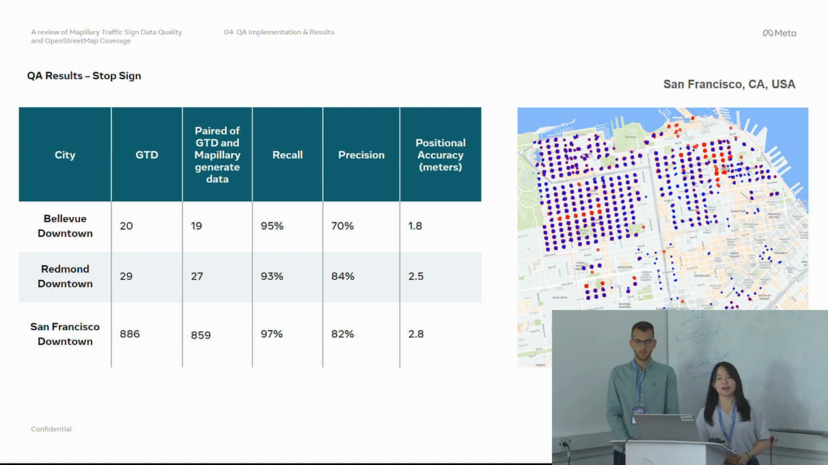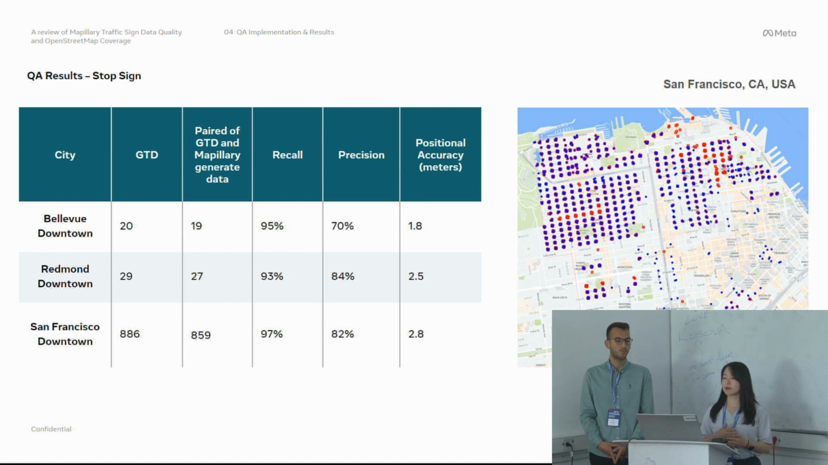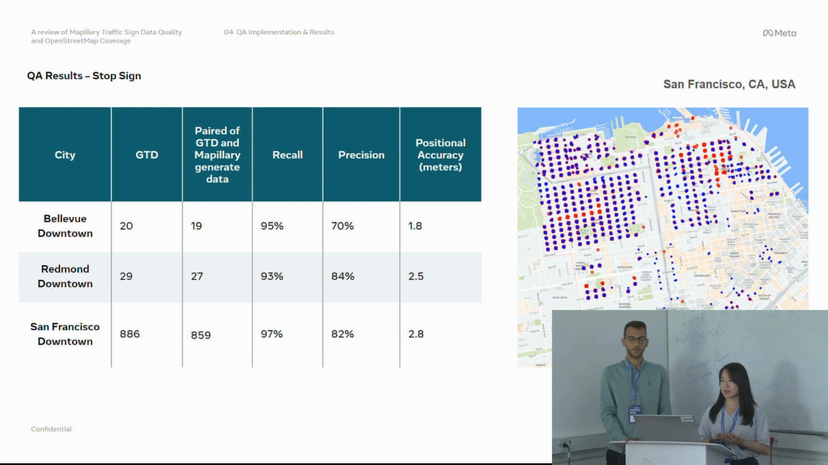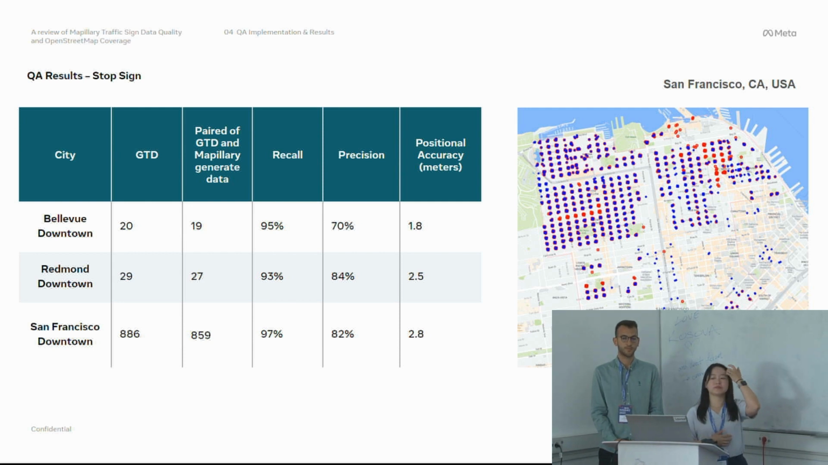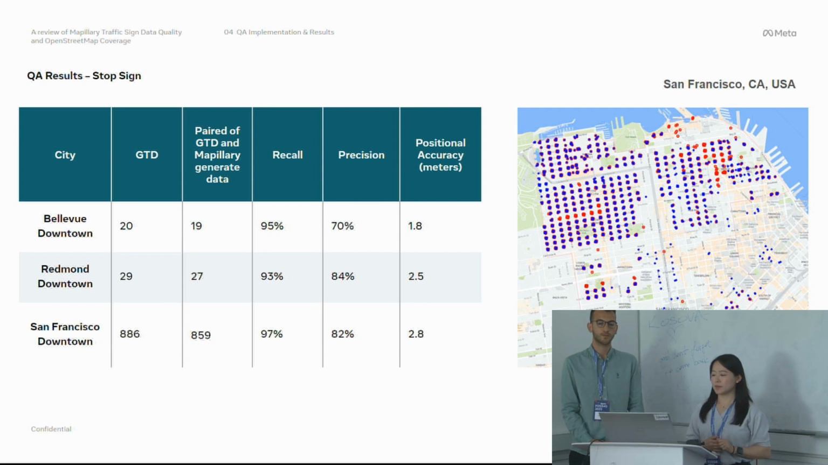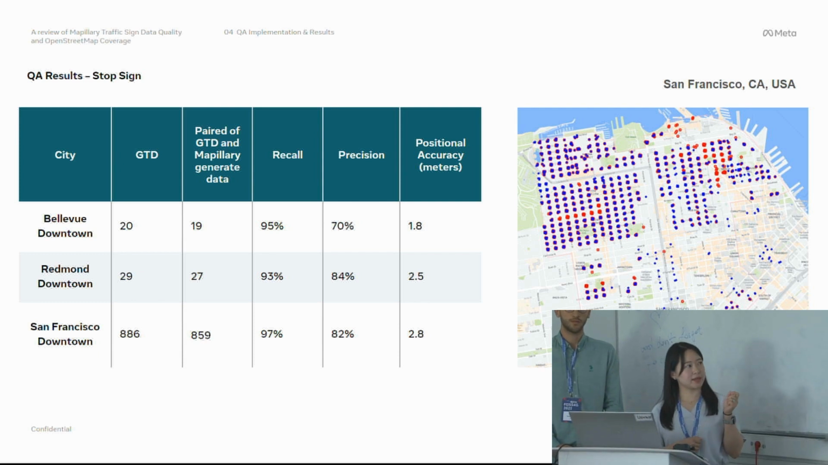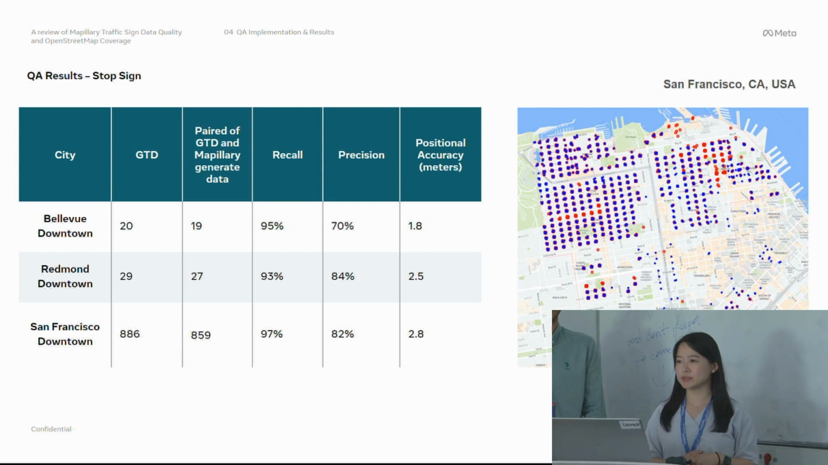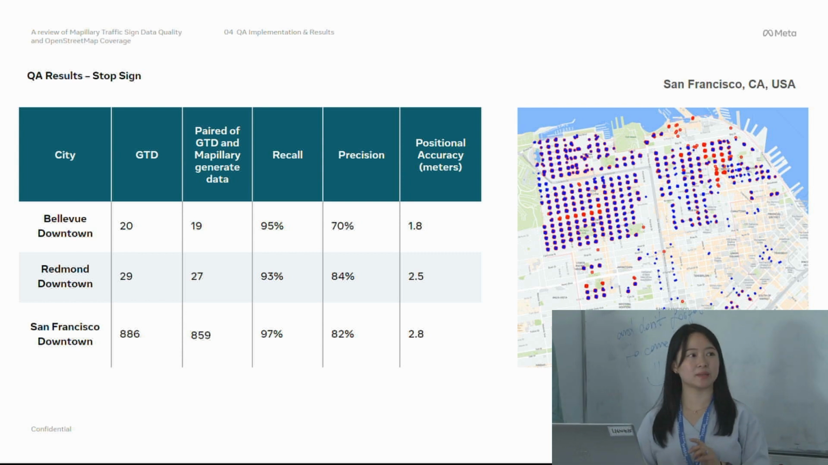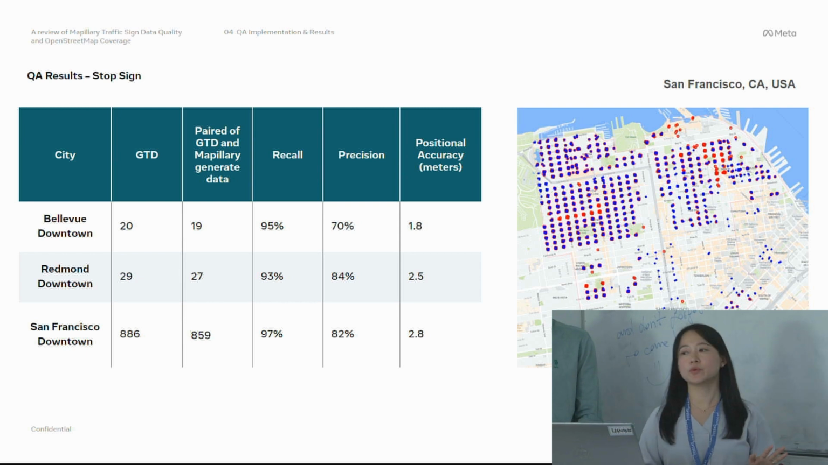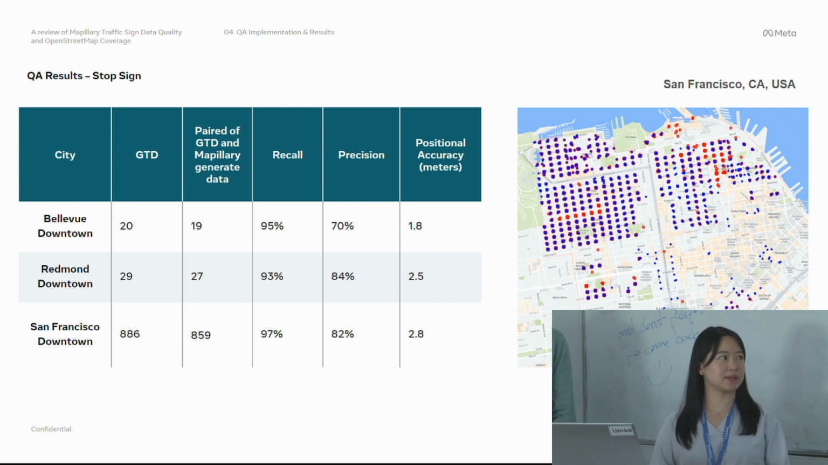The table on the left side shows our QA results measuring the quality of the Mapillary generated data. As you can see, the recall of the data in all 3 areas of interest is relatively high. They're all above 90%. And the positional accuracy is all within 3 meters, which aligns with what we expect. However, the precision is relatively low. They're all below 90%.